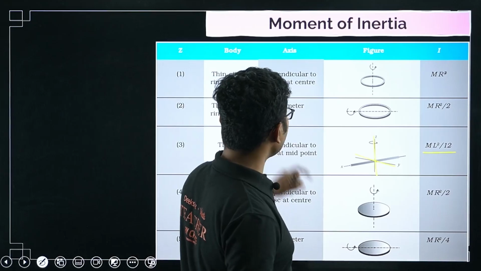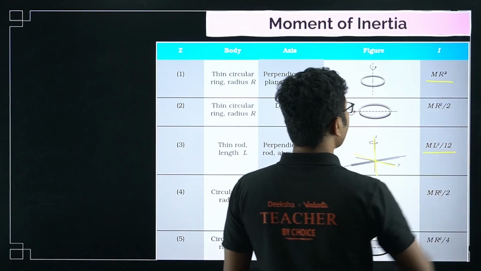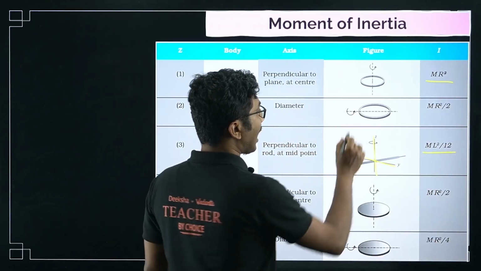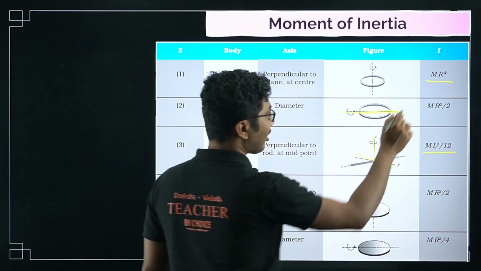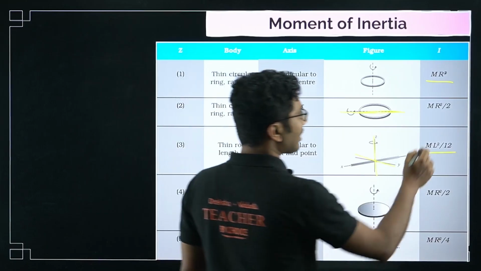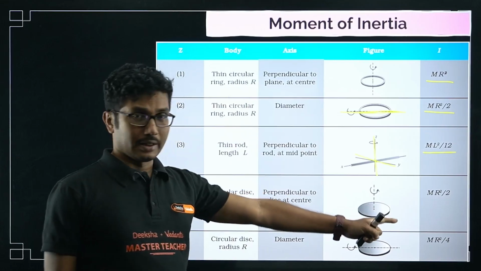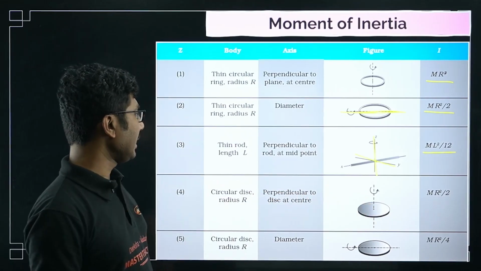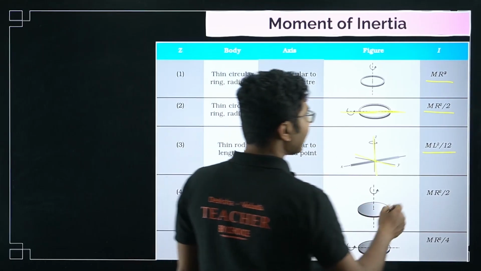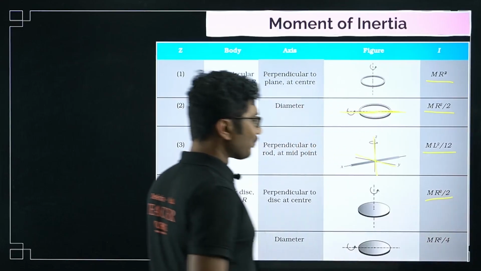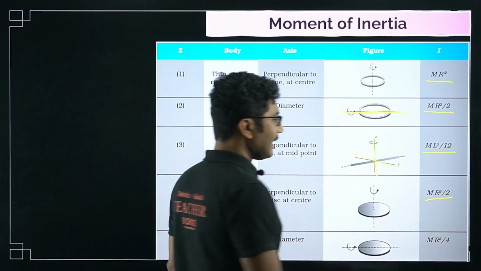The thin circular ring of radius r has moment of inertia mr square. If it is rotating along the diameter, then it is mr square by 2. Now if it is a solid disc rotating about the center, then it is mr square by 2. And if it is along the diameter, it is mr square by 4.